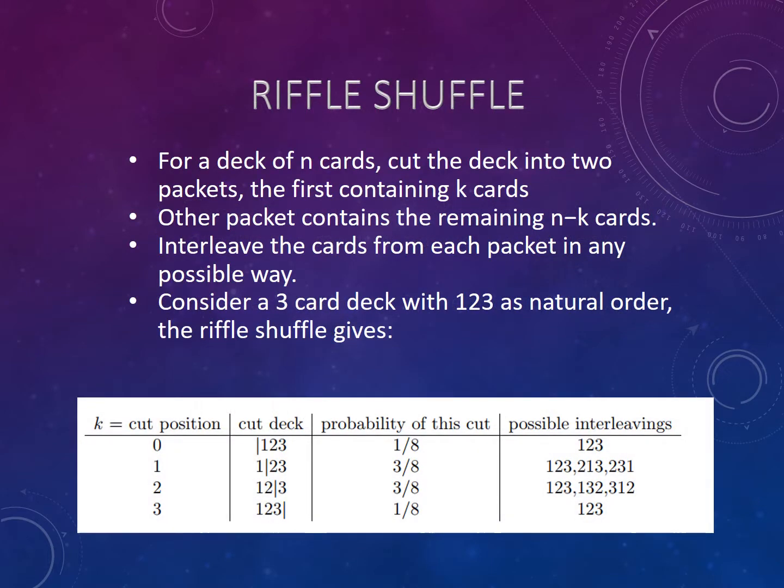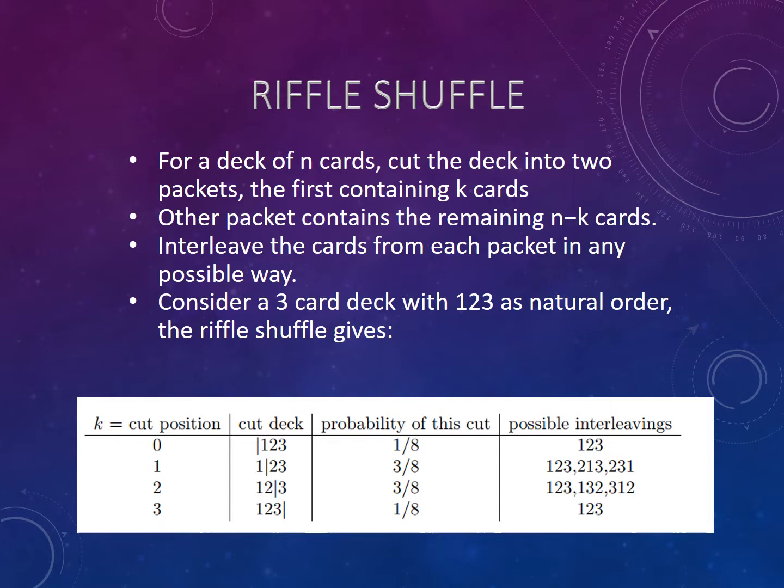The next shuffle we are discussing is the riffle shuffle, which is a very popular shuffling technique used in casinos all over the world. In riffle shuffle, if we have a deck of n cards, we cut the deck into 2 packets. So the first packet would contain the k cards, whereas the other packet would contain the remaining n minus k cards, and we try to interleave the cards so that we achieve a perfect shuffle.